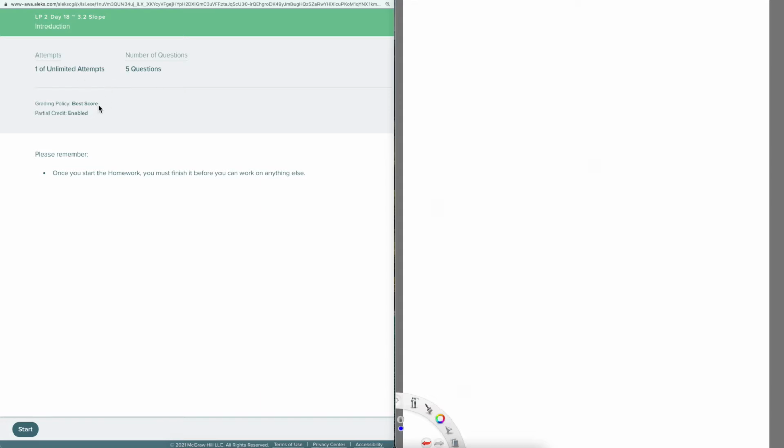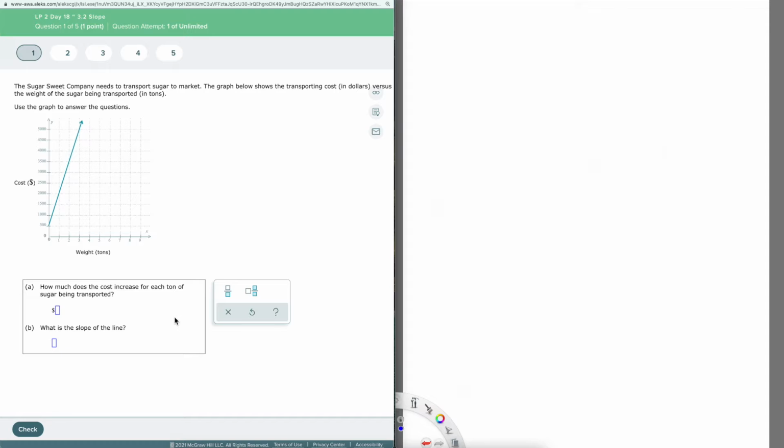Partial credit is enabled, which means that if you answer 1 of 5 questions, you get to keep the points for your one question. This little reminder just says, please remember, once you start the homework, you must finish it before you can work on anything else. So that means if I click start here, and actually even that previous screen, we've already started it, or at least the system considers it that way.